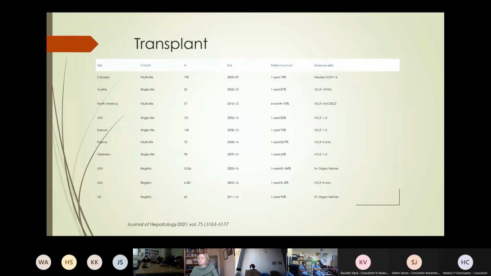And that's just a summary of the transplant. As you can see, in the UK, patients who came with 3 plus organ failure, who would be acute liver failure grade 3, their 1-year patient survival was 90%. So the scores should not determine futility. And I guess that's the end.